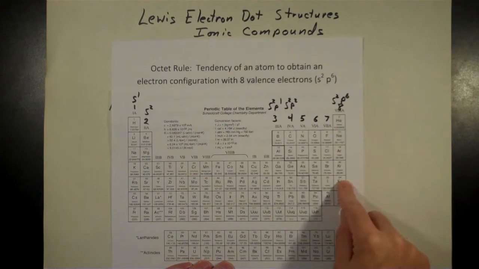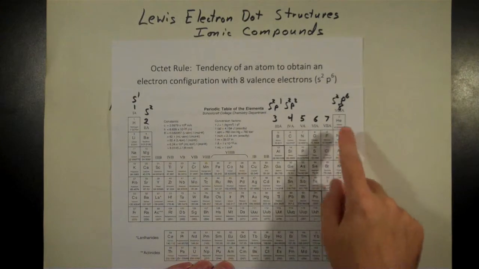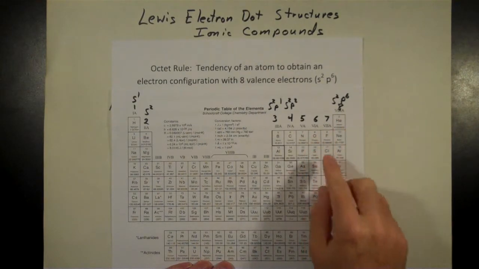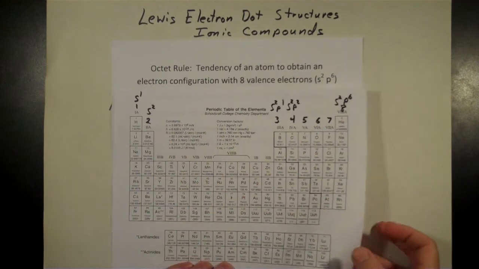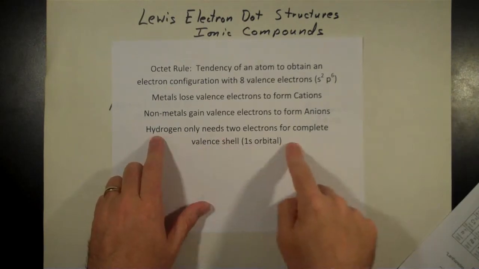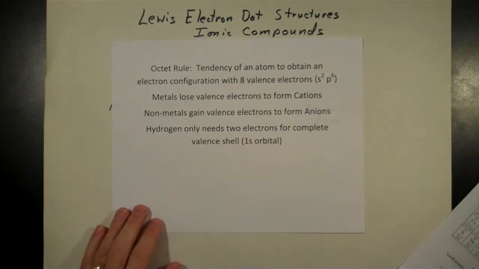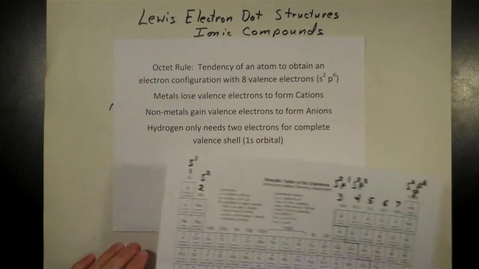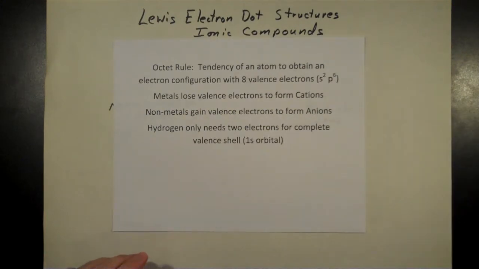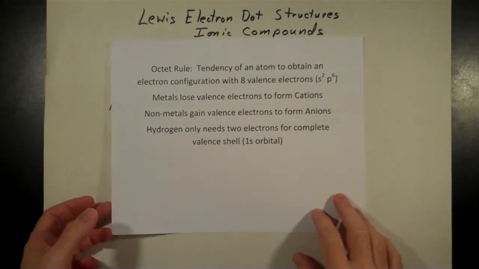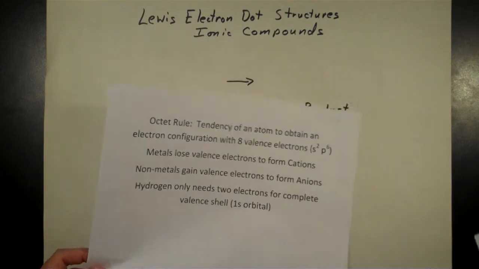Again, that's that completely filled orbital set, which is really, really stable. The only one that doesn't is helium. Helium only has 2, and so hydrogen kind of goes along with that. That's why I put this other little designation in here, that hydrogen only needs 2 electrons for a complete valence shell. So that's what we're doing with all of this.